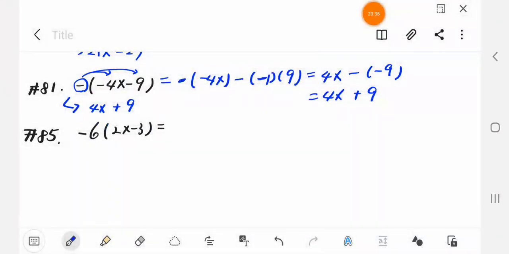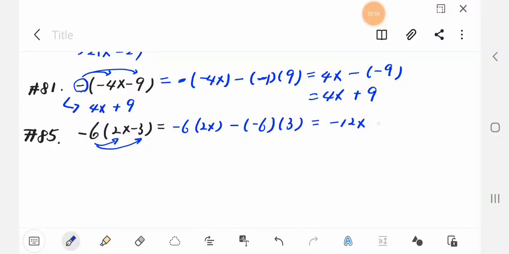Okay, number 85. Negative 6 times, multiply 2x and negative 3 by negative 6. So negative 6 times 2x minus negative 6 times 3. Then this is equal to negative 12x minus negative 18. So negative 12x, and minus and negative becomes positive. The opposite of negative is positive. So plus 18.